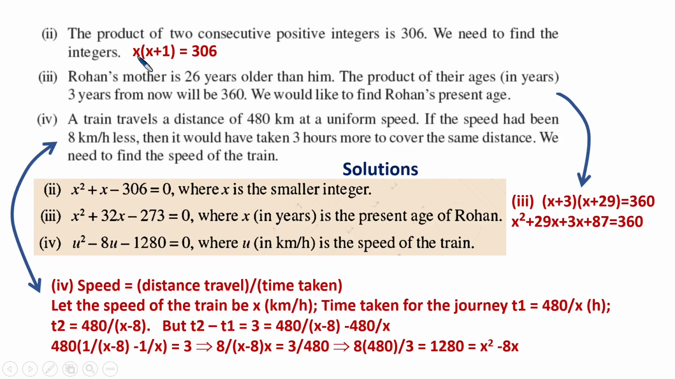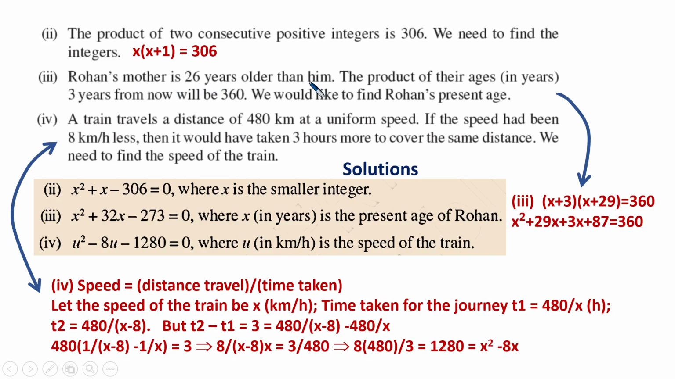Suppose the product of two consecutive integers, one integer is x, times x plus 1, is 306. Again you will have a quadratic equation, that is x square plus x minus 306. So you will have two solutions. One of them will be x, and another will be the next consecutive one. Just do it. So here is the solution where x is the smaller integer.